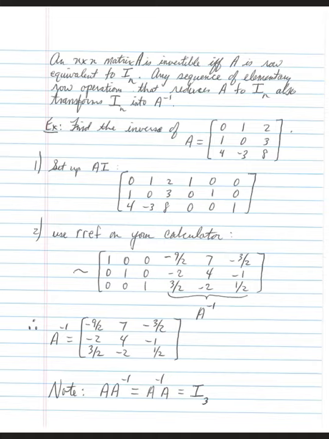An n by n matrix A is invertible if and only if... If you ever see where I've written IFF, that's shorthand notation for if and only if. A logic statement works both ways on an if and only if statement. So an n by n matrix A is invertible if and only if A is row equivalent to an identity matrix. Any sequence of elementary row operations that reduces A to an identity also transforms the identity into the inverse. Let's see how that looks.